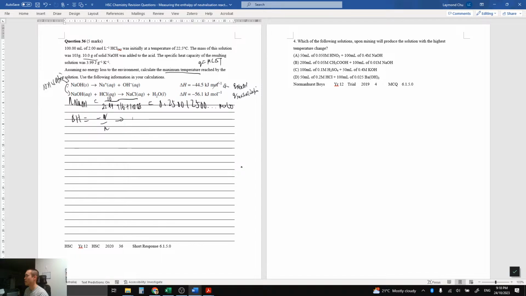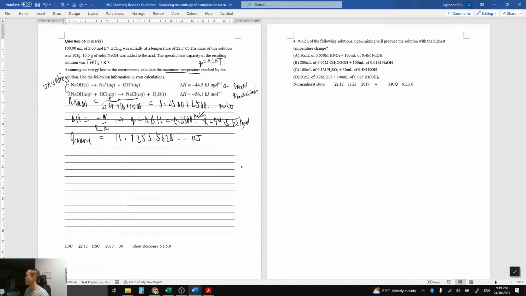Then we can do delta H equals negative Q on n. Now Q would therefore equal, if we switch that across, negative n delta H, which is 0.2500 times negative 44.5, which is 11.1255568 kilojoules. Okay, we cancel the moles, we're left with kilojoules. So that's the Q of NaOH.